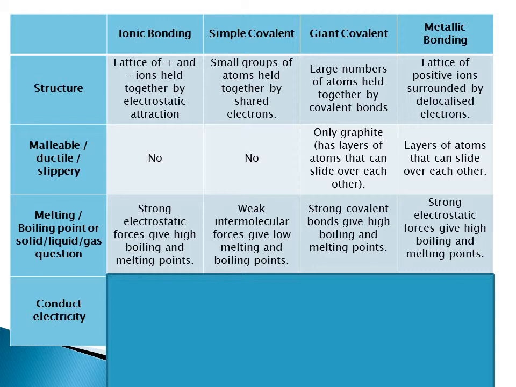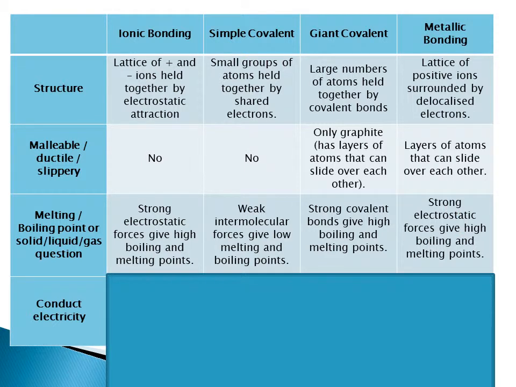Now again, we'll go through the answers and then look at the pattern. So, ionic bonds have strong electrostatic forces, which give high boiling and melting points. Simple covalent molecules have weak intermolecular, that word is critical, forces, and these give low melting and boiling points. Giant covalent ones have strong covalent bonds, and metallic ones have strong electrostatic forces again.